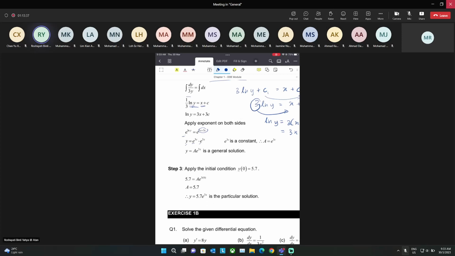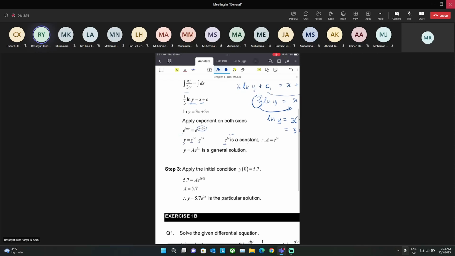So exponential 3c is a constant. How can we know that it is a constant? Because in this exponential, it has no y or x term. So that is a constant. In this case, we use a. Never mind, if you want to use c equal to exponential 3c also, fine. Not a big deal. In the end, you will get y equal to a exponential 3x. This is the general solution. Why general solution? Because you still don't know what the value of this a is.